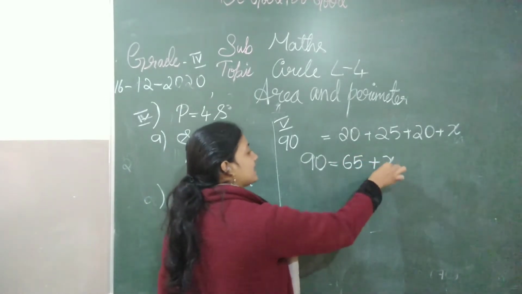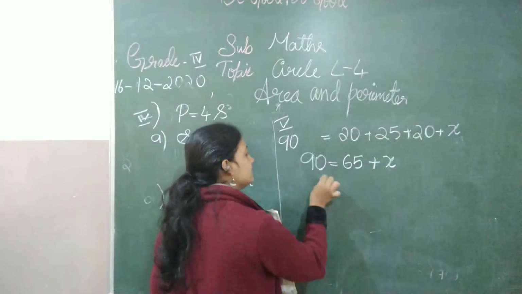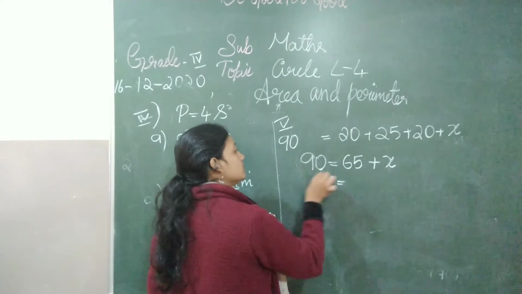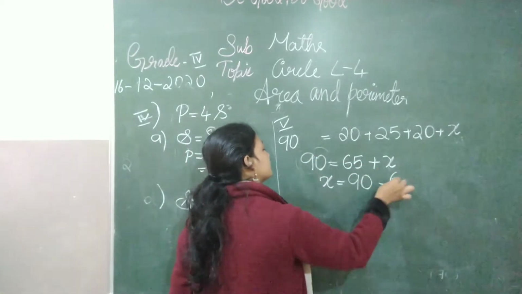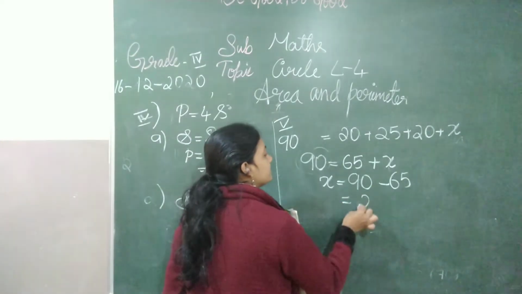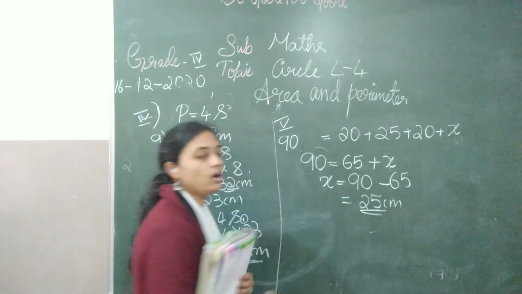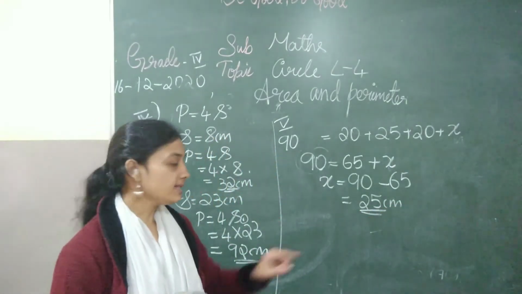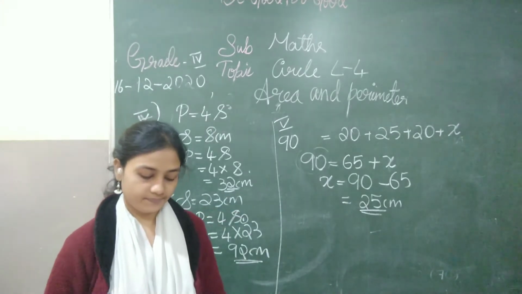65 plus X. X I don't know. I cannot add it. Now how to find this X? X is equal to this big number 90 minus 65. So what will be my answer? My answer is 25 centimeters. So the fourth side which is missing is 25 centimeters. You can write it in your textbook.